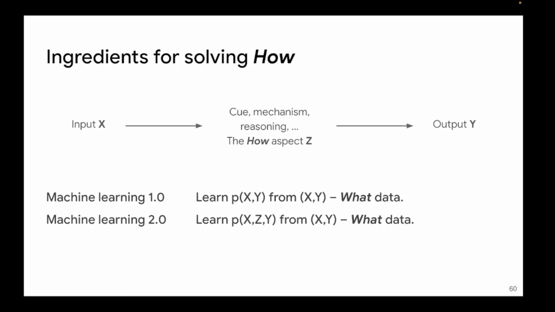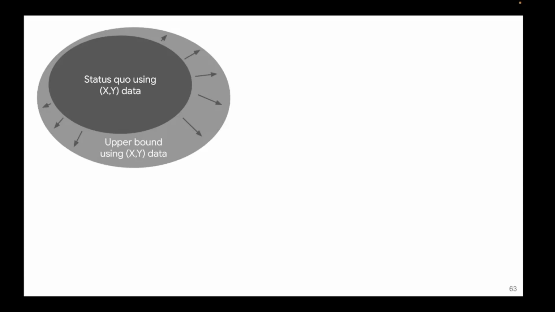The problem is people have been using this XY type of data for approaching the what problem, but we're still using the same kind of ingredient for this new task. I'm trying to say this is not sufficient. We need some new types of data. This is the status quo of the machine learning community: we are primarily using XY data to achieve something. And I think the upper bound of the how performance is limited if you just use this type of data.